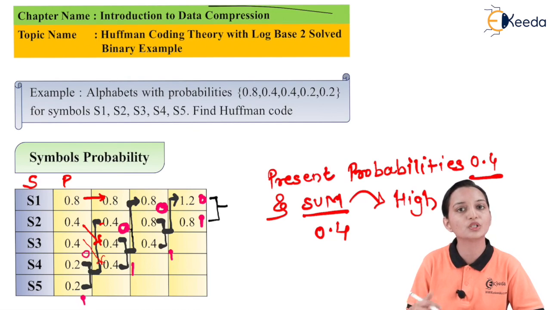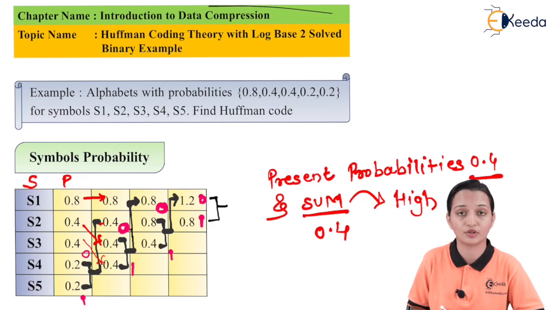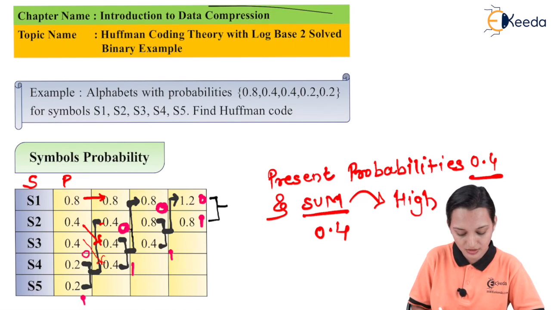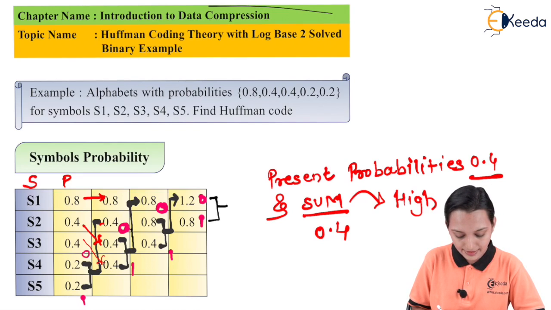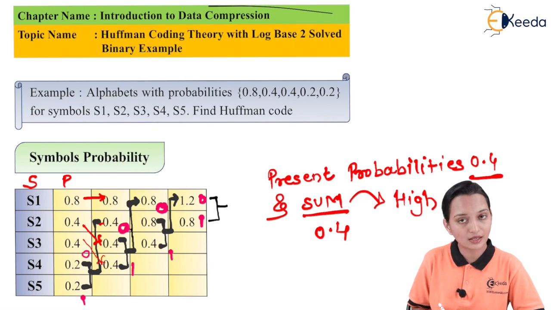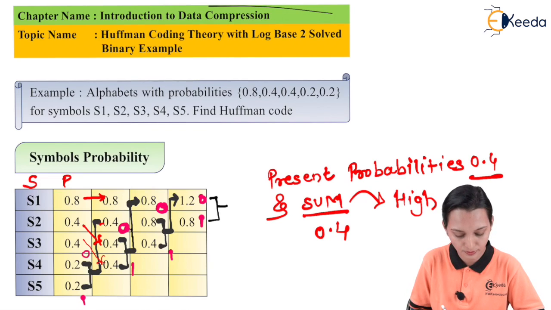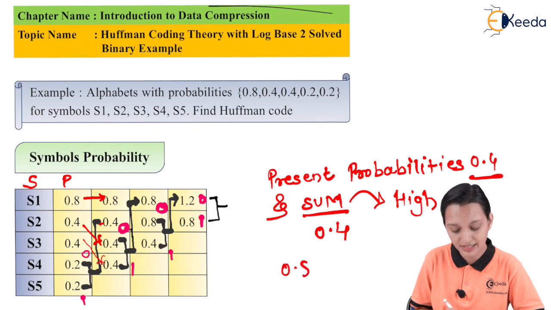After that, again do the same thing. Now in between this 0.8, 0.4, 0.4, 0.4, what are the lowest probabilities? Obviously, these last two. So do one thing: again, assign 0 and 1 for the lowest probability symbols as I have already assigned. Combine them, the sum of the probability will be 0.8, that is 0.4 plus 0.4, and shift at as high as possible level. Now the highest probability is 0.8. That means the present probability is 0.8.